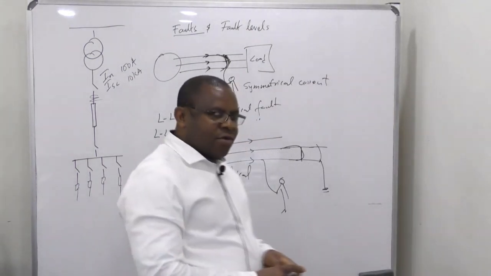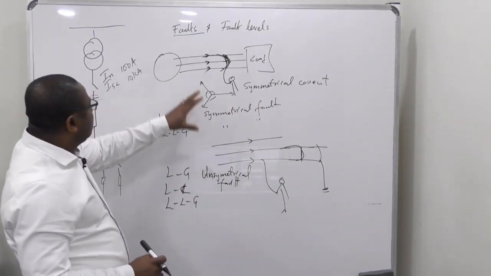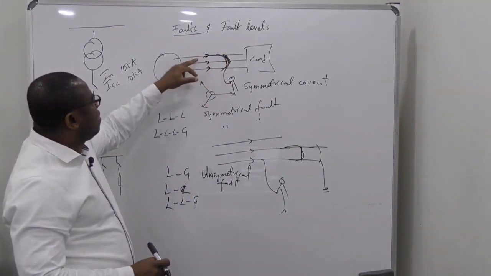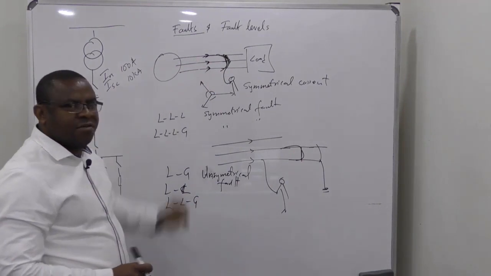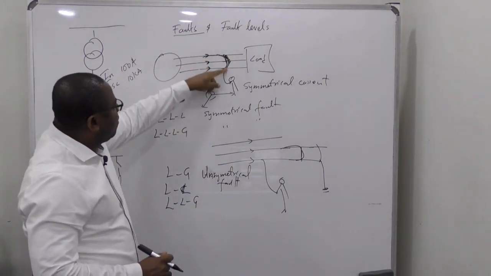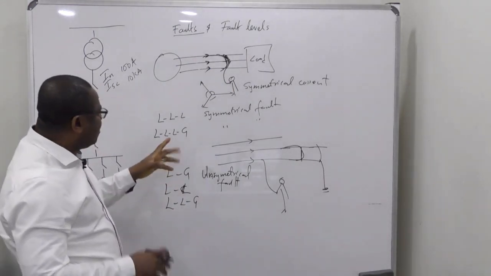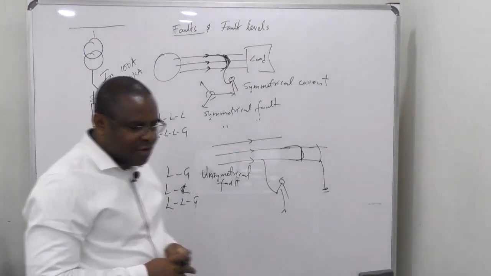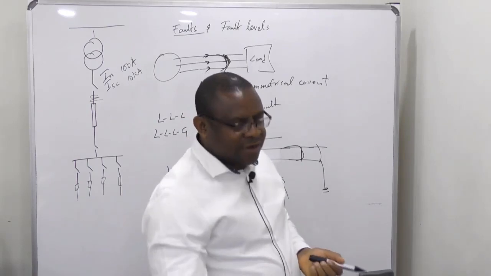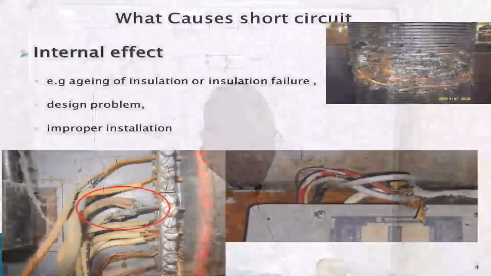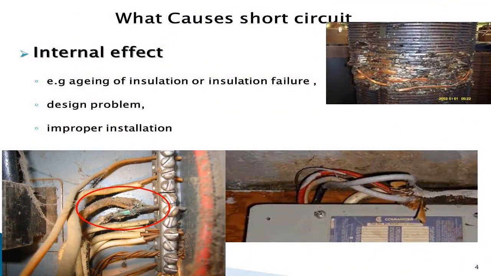But if you look at this, this is a balanced fault, because the current flowing through here and here and here will be the same. And they will add up and flow through this guy to the ground. Then we say it's a balanced fault, which is a symmetrical fault. Now, let's look at a few things that can cause faults or short circuits.